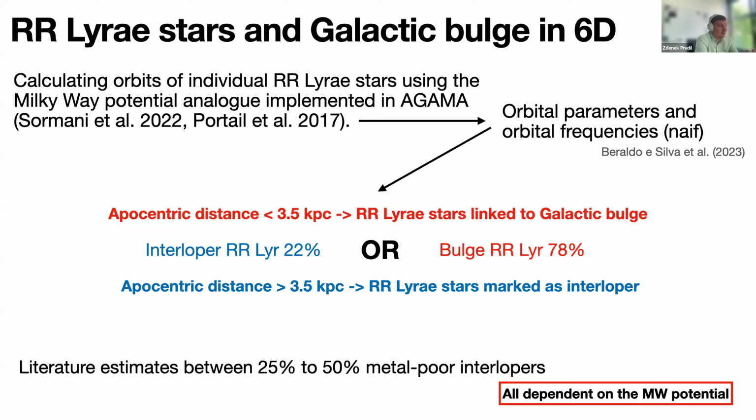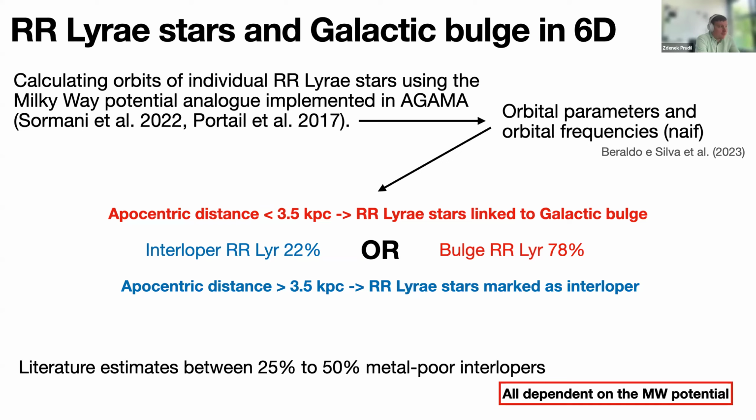These orbital parameters, like apocentric distance, are important in order to separate stars that are native to the galactic bulge from those stars that are just passing through, the interlooping stars. And one of these parameters, the apocentric distance, has been successfully used in the past to identify these objects.